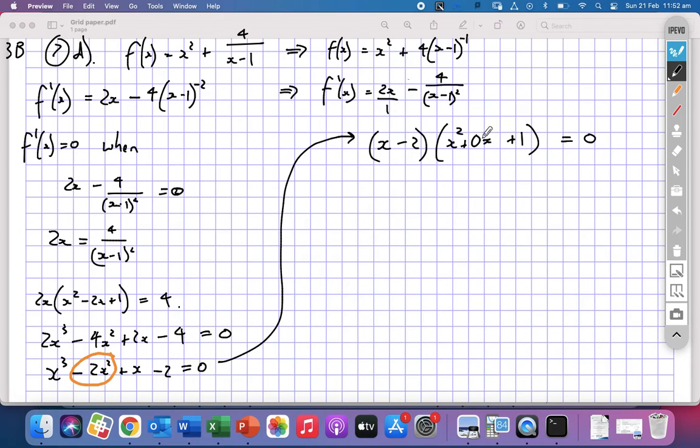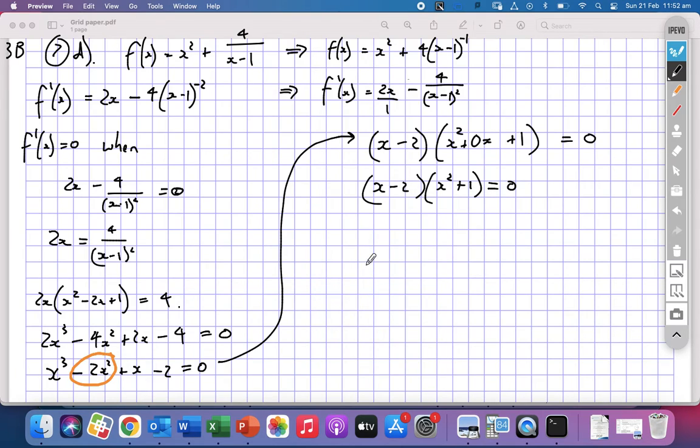Like, that's nothing, it's 0. So what we've actually got is x minus 2, x squared plus 1 equals 0. This has no solutions, right? There's no way to square a number, add 1, and have 0. So on the sign diagram, there is just the 2 as a stationary point.